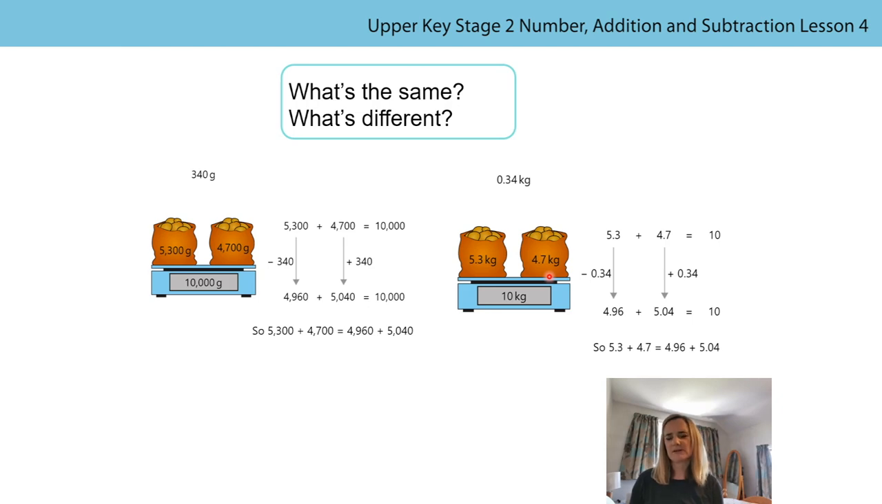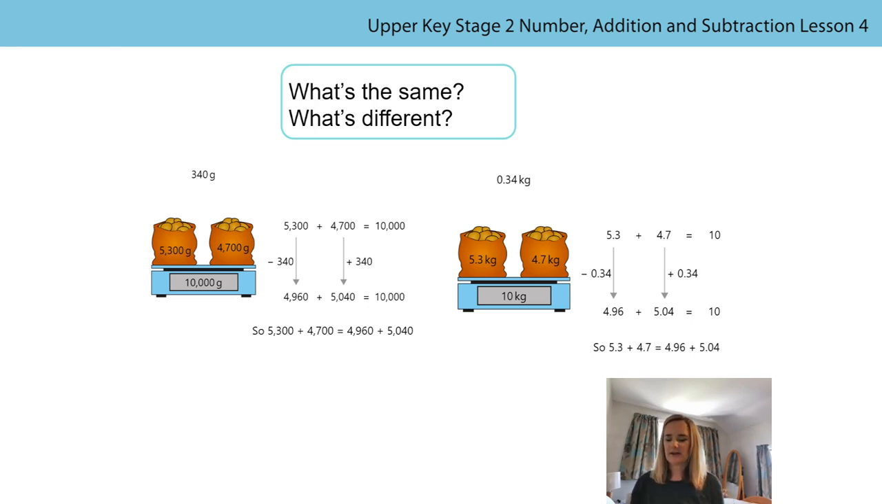Can you remember what it is? Something that's different that you might have spotted is that one's in grams and one's in kilograms. Do you think that's significant? How many grams are there in a kilogram? Yes, there's 1,000. So if you think there's 1,000 grams in 1 kilogram, then how many grams are there going to be in 5 kilograms? That's right, 5,000. So 5,000 grams is 5 kilograms.